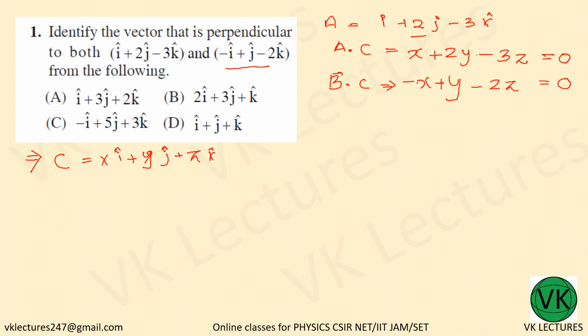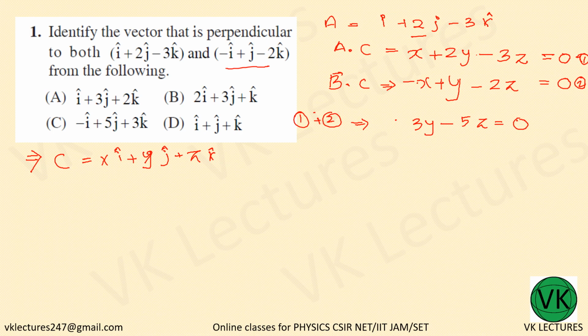Now you have two equations. This is equation 1 and this is equation 2, and these two equations you can just add. What you are getting is 3y - 5z = 0.